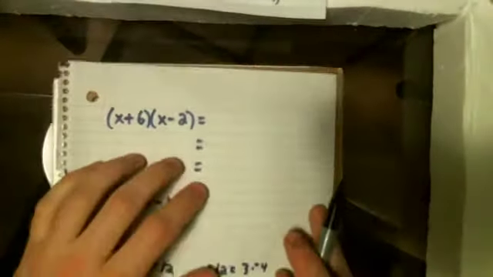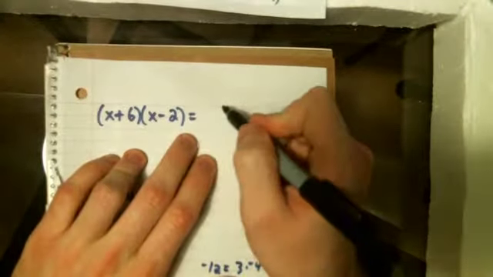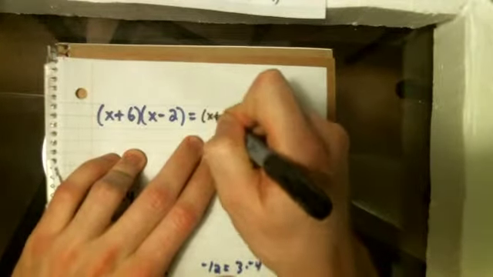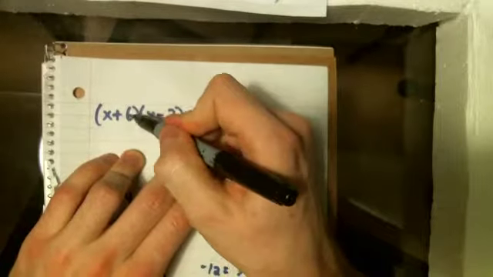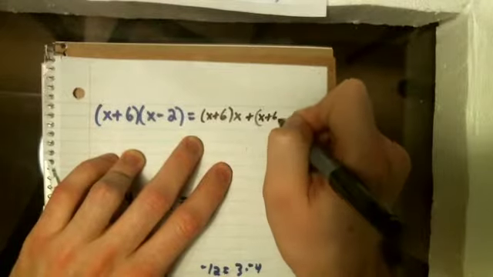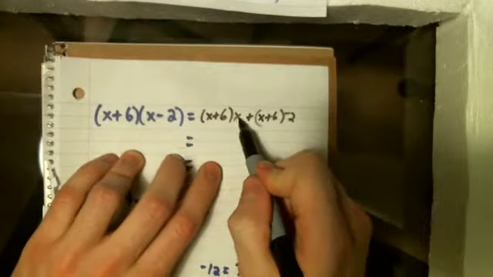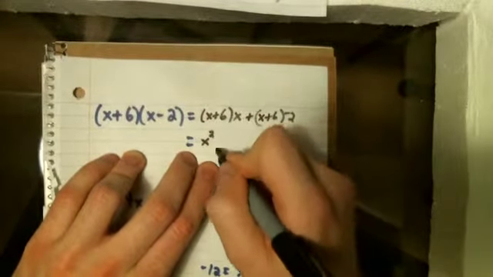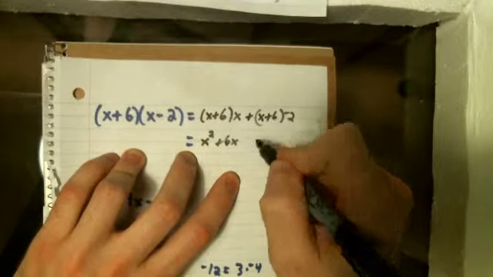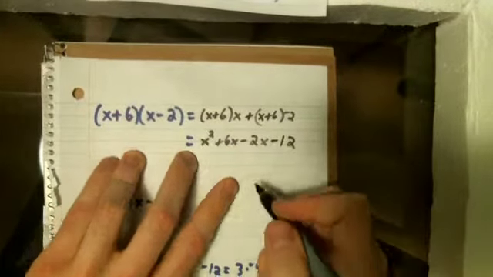So let's say we want to do x plus 6 times x minus 2. We learned how to do that earlier. So we have to do x plus 6 times x, and then we have to do x plus 6 times negative 2. And so if we expand now, we get x squared plus 6x, and then negative 2 times x is negative 2x, and then 6 times negative 2 is negative 12.